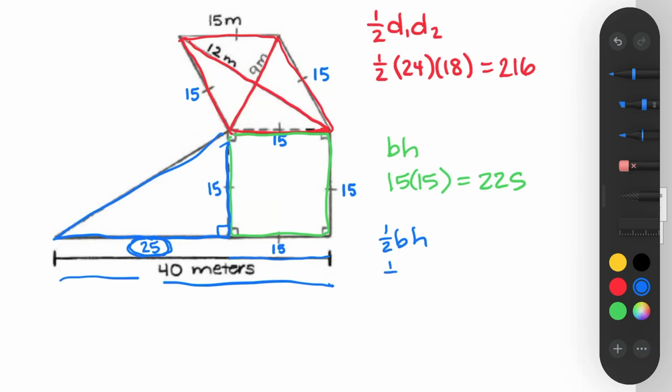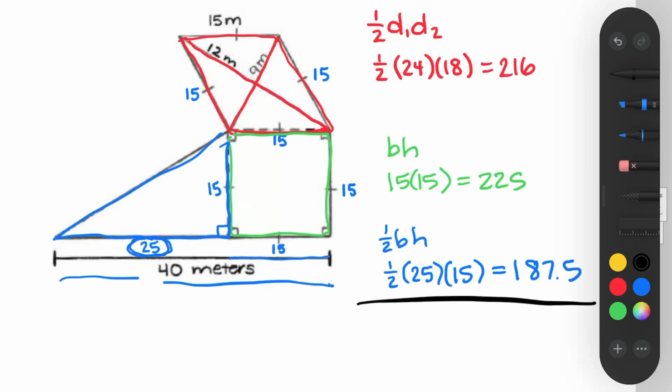1/2 base times height for a triangle. One half times 25 times 15, 187.5. And so the area of the total shape is all of those added together. I'm getting 628.5. 628.5 square meters.